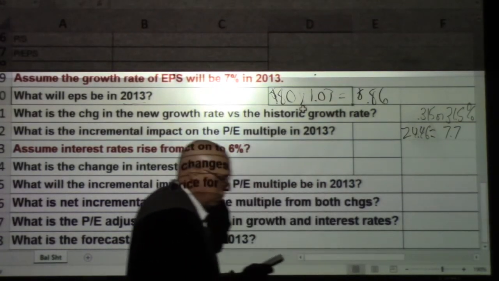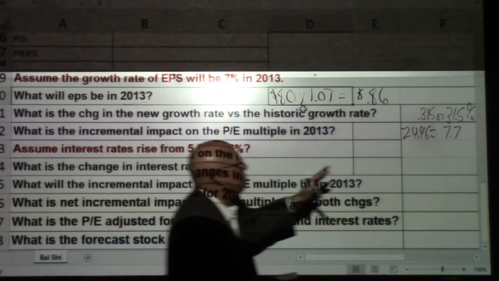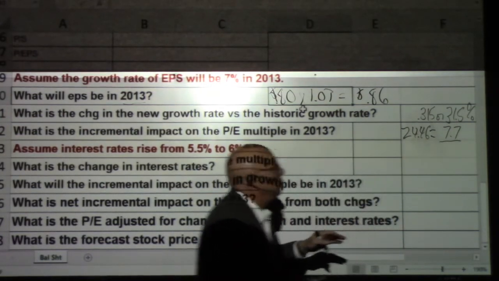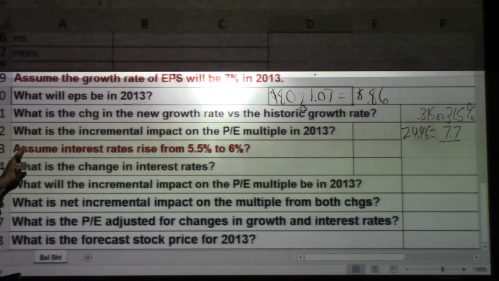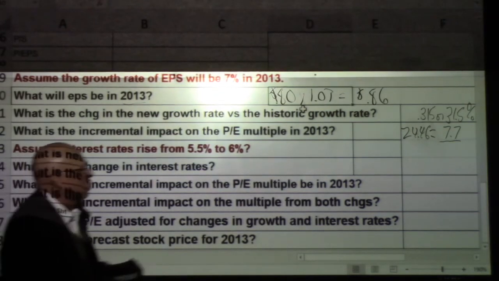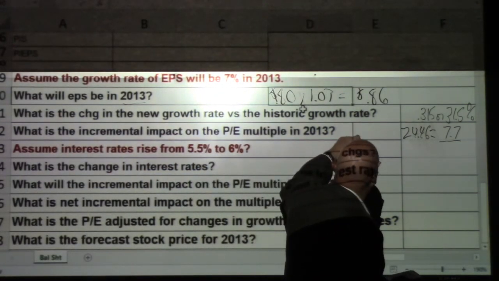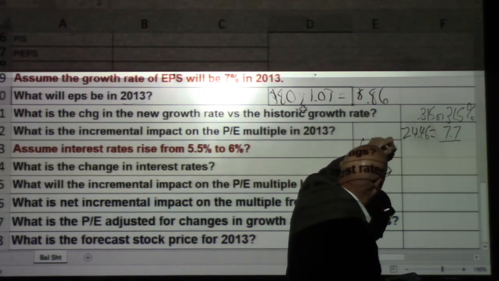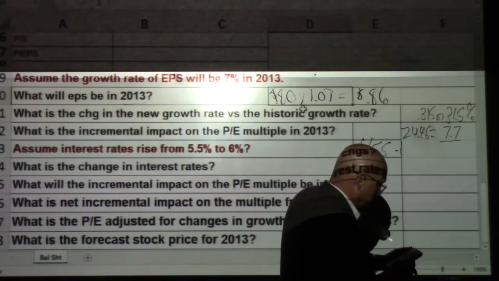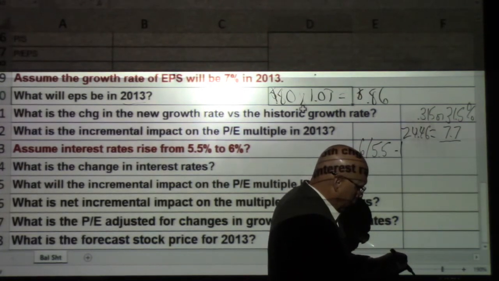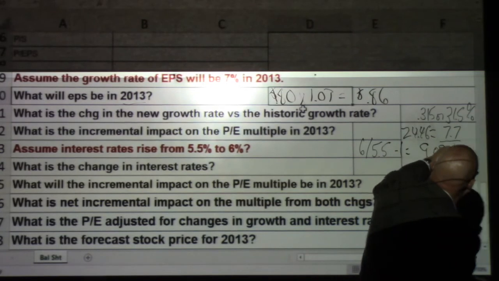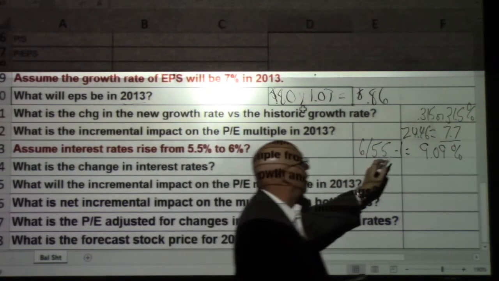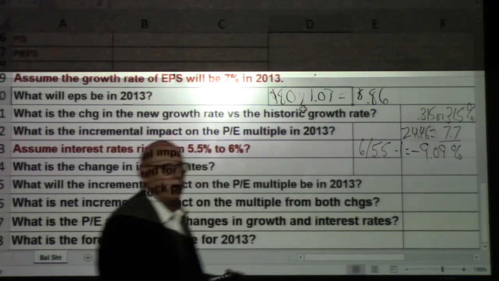Okay? So this is the impact, right here, of the increase in the growth rate. Now let's find the impact from an increase in interest rates. Same calculation. We're going to take 6 divided by 5.5, then minus 1. And we get 9.09%. So interest rates are going up 9.09%. That means the multiple is going to go down 9.09%.